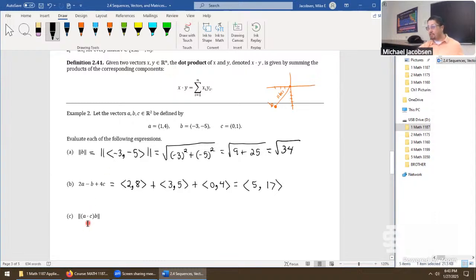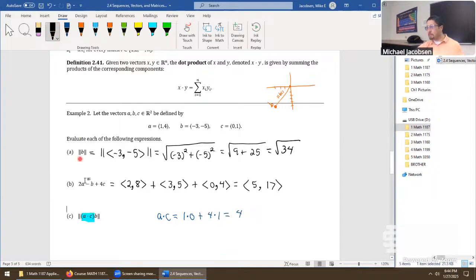Here, we want to take the length of the dot product of a and c, rescaling b. So there's actually a lot of operations going on here. Let's start off with just a dot c. A dot product with c means we go to the entries in a and the corresponding entries in c, multiply them, and sum them as we go. So first will be 1 times 0, plus 4 times 1. So we get a value of 4 altogether from a dot c.